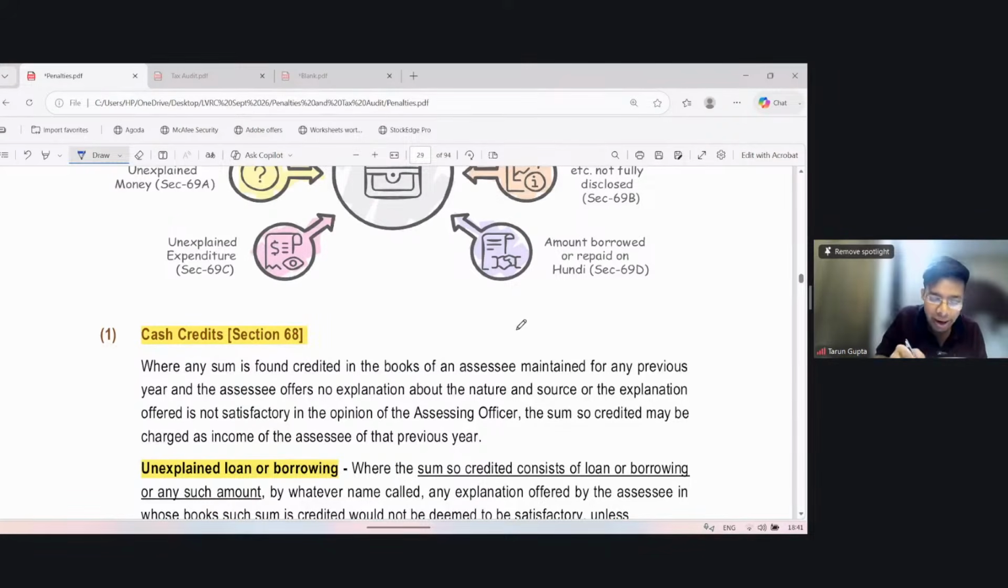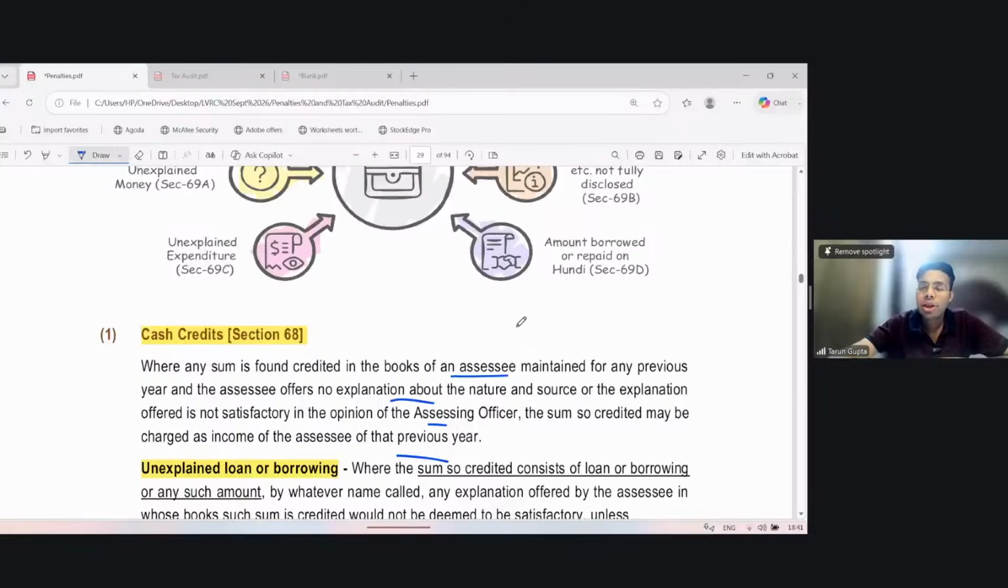Any sum found credited in the books of the assessee, where the assessee offers no explanation about the nature and source of such credit, or the explanation offered is not satisfactory in the opinion of the AO, shall be charged as income of the assessee of that previous year in which the amount was credited. So if any amount is found credited in your books of account, you must explain the nature and source of such credit to the satisfaction of the AO.